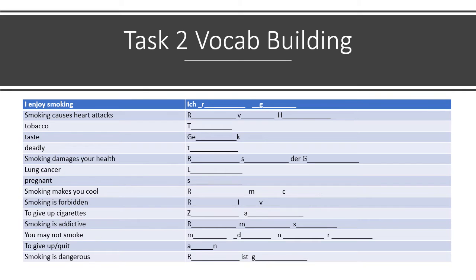Okay, task 2 is a vocab building task, and I've given you phrases in English that are all associated with smoking, some of which we've seen in the last lesson. So what I want you to do is see if you can write them in German. I've given you the beginning letters of each word in the sentence or in the statement. See if you can put them into German.